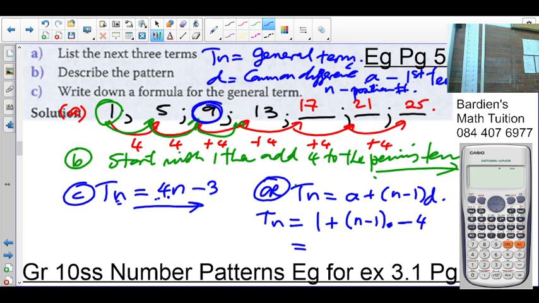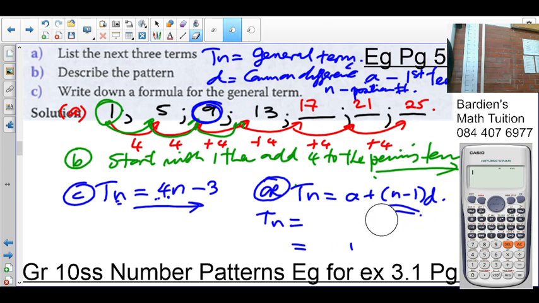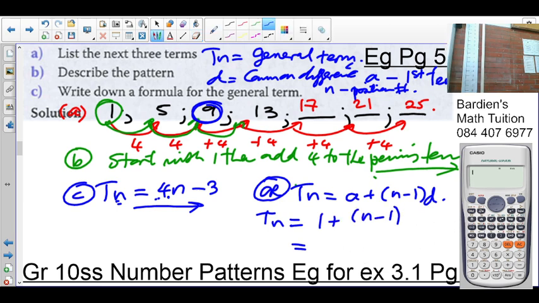This is a matter of simplifying. So it's 1 plus n minus 1 times 4. Sorry, I put negative 4 because I explained about the negative. So to get rid of the brackets, multiply. So I get 1 plus 4n minus 4, which gives us 4n minus 3.